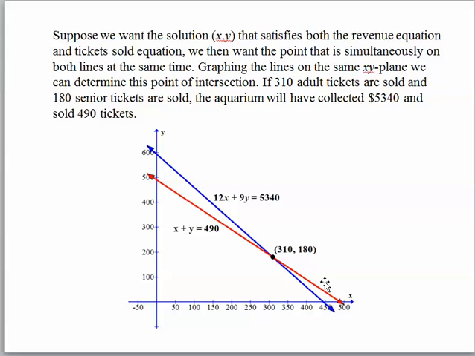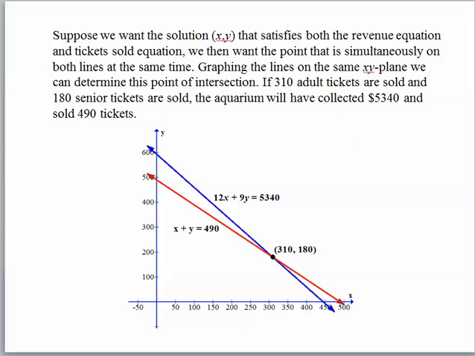We can check this solution. We know that 310 plus 180 equals 490. The total revenue for adult tickets is 12 times 310, and the total revenue for senior tickets is 9 times 180. Therefore, the total revenue is equal to 3,720 plus 1,620, which equals 5,340.